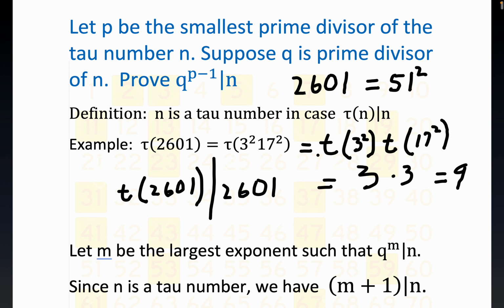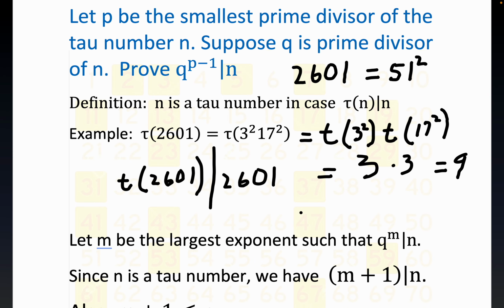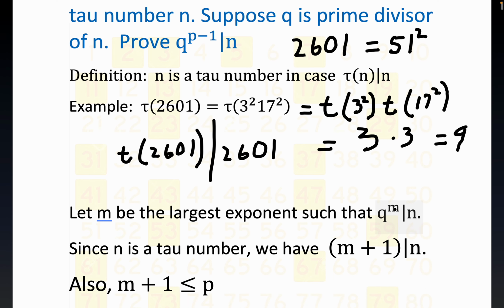We'll let m be the largest exponent such that q to the m divides n, and it's given that q is a prime divisor of n, that n has the smallest prime divisor of p, okay? Based on what you saw right here, 2 got incremented by 1 to 3. So in the very same sense, m is going to get incremented by 1, and that means the factor m plus 1 will be a divisor of n, since n is a tau number, and m plus 1 is part of the total divisor expression, okay? That part's slightly tricky, but it makes a lot of sense.